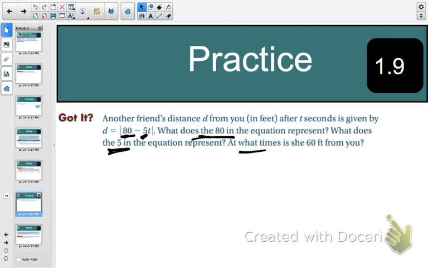Anyway, at what point is she 60 feet from you? Go ahead and set up the equation and see if you can solve it, and we will go over it after we're done. Okay, pause this in 3, 2, 1, pause.